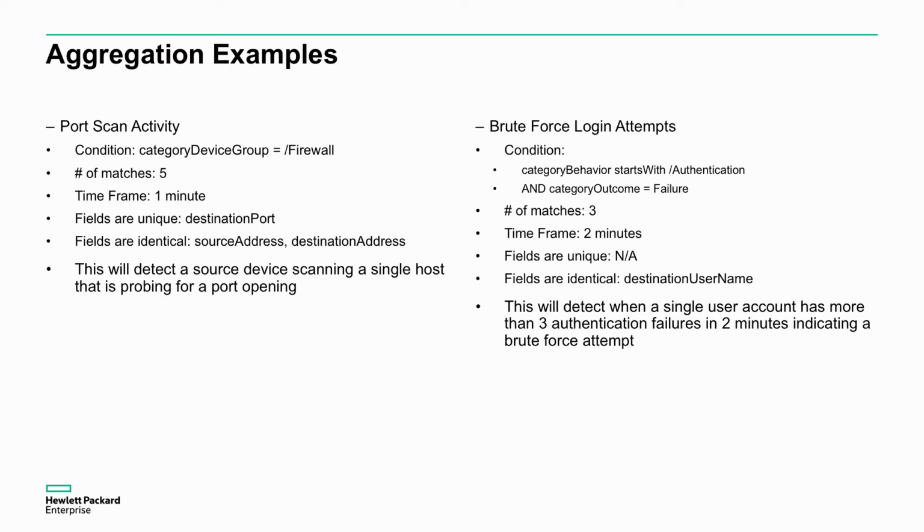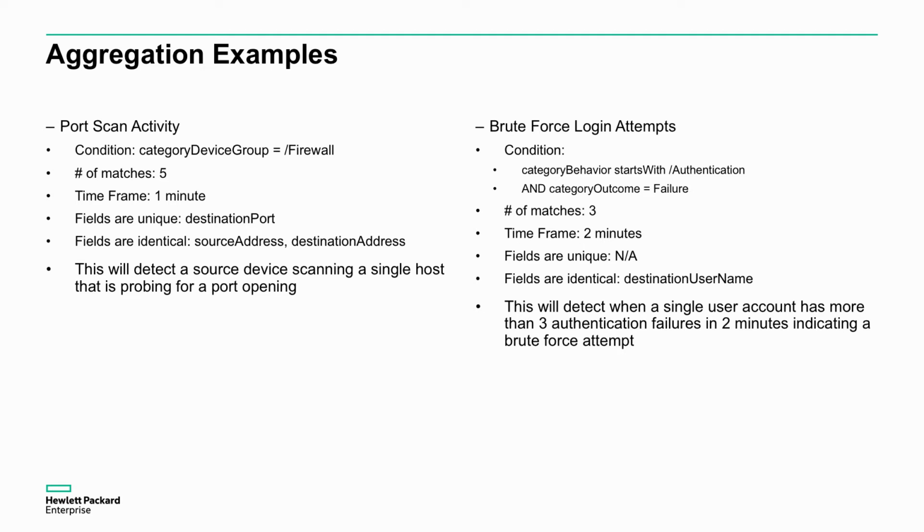If we're looking at things like port scan activity, the condition we're looking for, typically it's a firewall. So we're looking for firewall types. We're looking for a number of matches of 5 and the time frame within a minute. The things that we want to say are the same: in this case, we're looking for identical source name and destination address, but we're also looking for unique port numbers. So typically that's how a scan occurs.